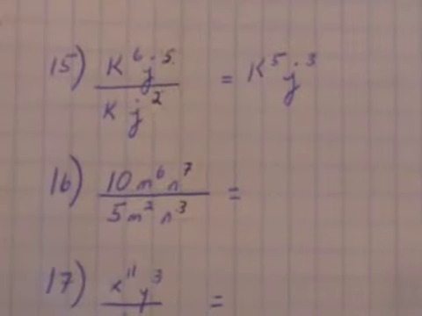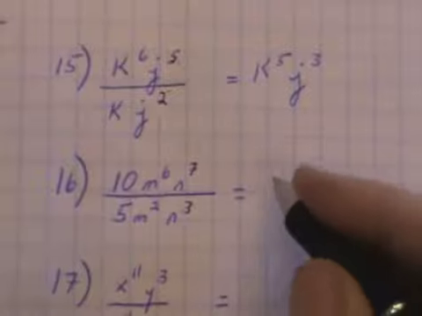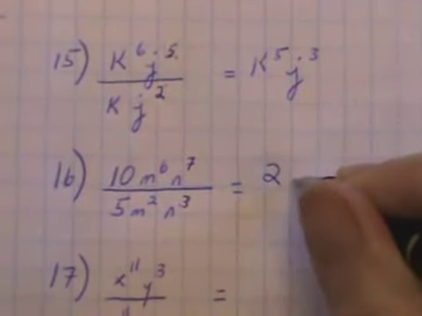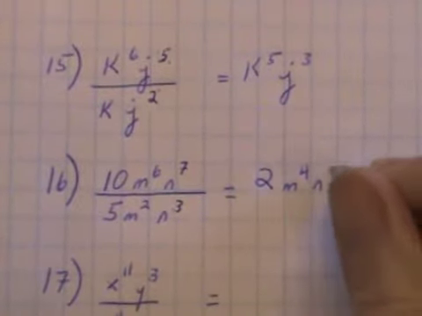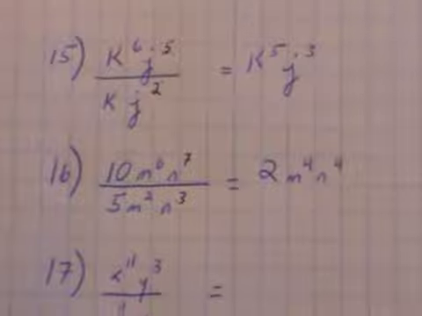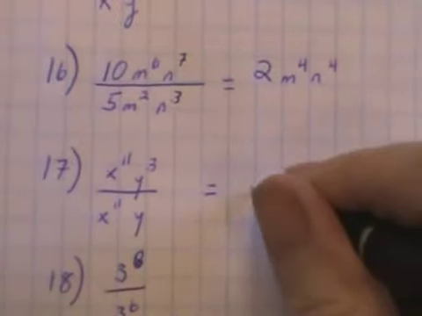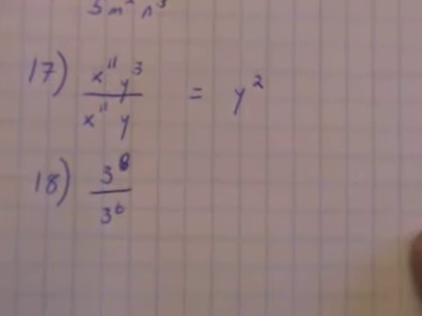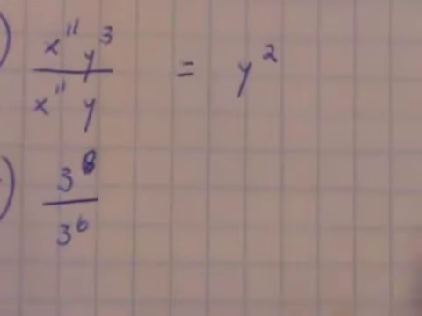Ooh, even more fun. See what you can do. Don't forget to simplify 10 over 5. That says 3 to the 8th. It's not easy to read.